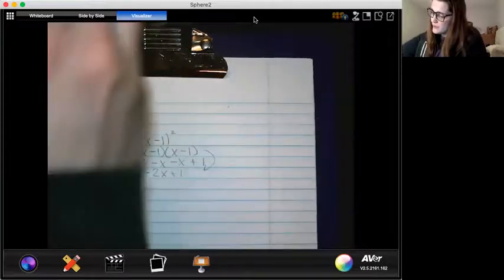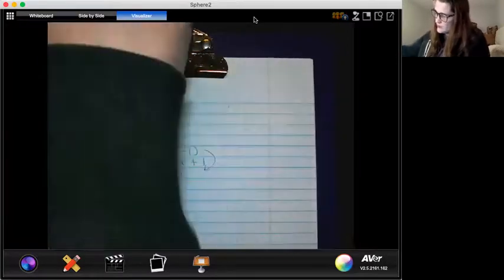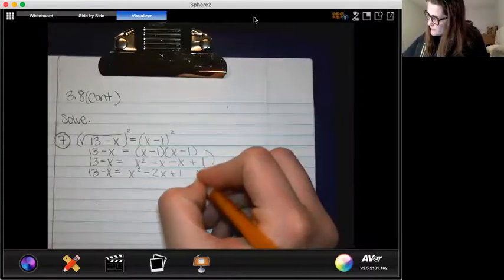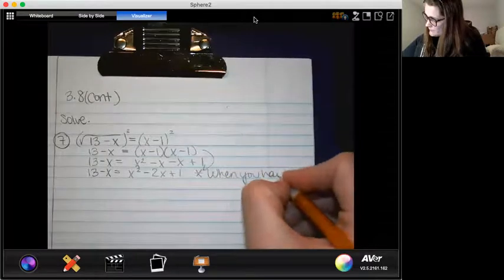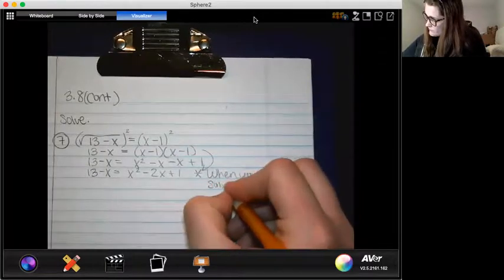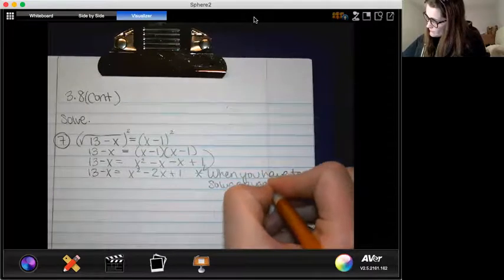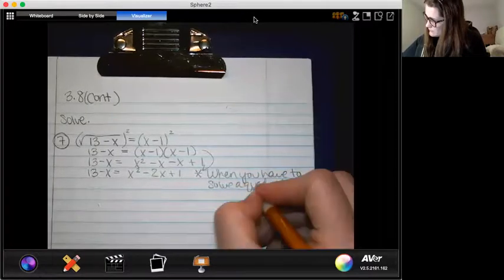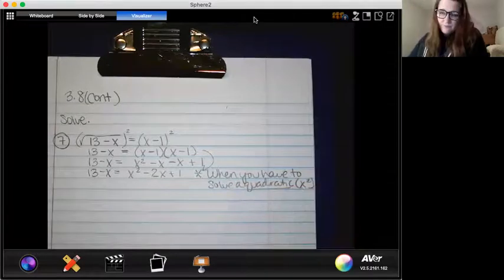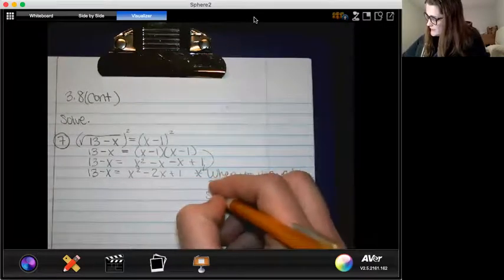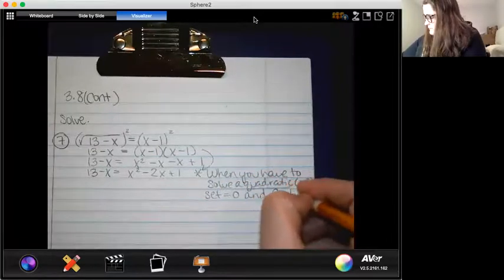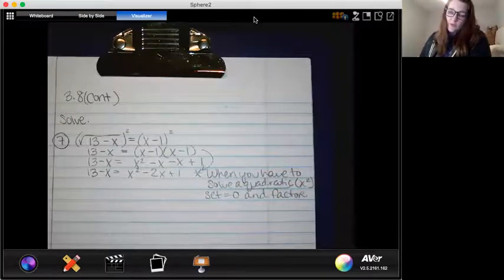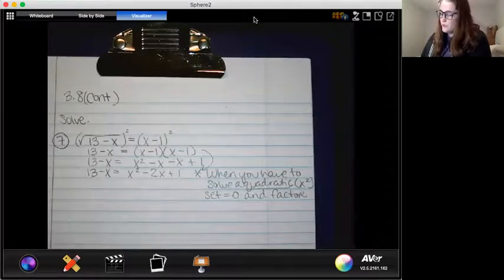So when you have to solve a quadratic, when you have an x squared, you need to set it equal to 0 and factor. Okay, so again, in order for us to solve, because we have a quadratic, we have to set equal to 0 and factor.